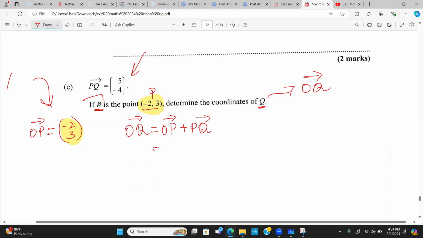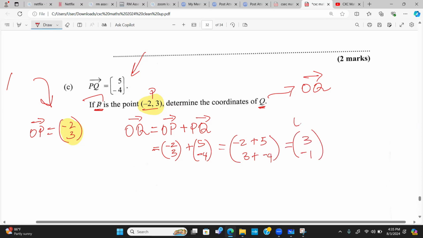Here it is that we have OP, and we're heading in that same direction. So OP, which is (-2, 3), and then I'm moving from P to Q. PQ was given already, and it's given as (5, -4). So all we're doing here is to add matrices. It's -2 plus 5, and then 3 plus -4, and we are actually left with (3, -1). But this is the position vector OQ.